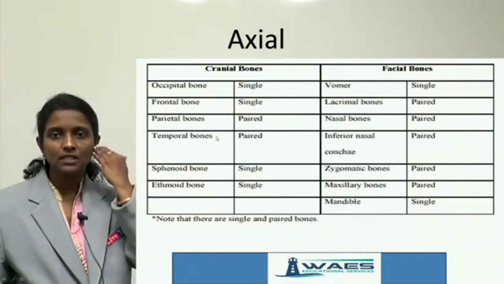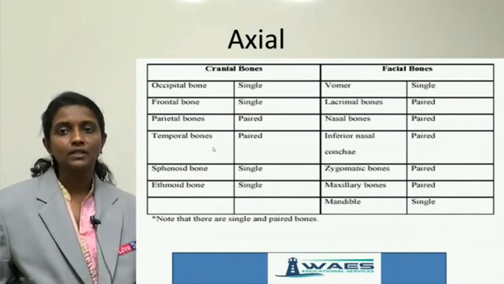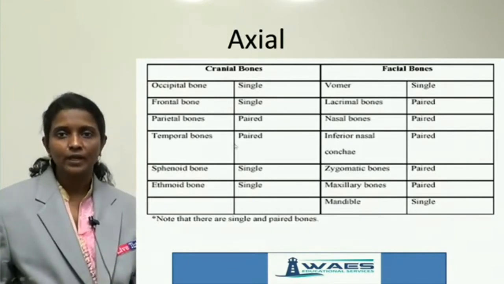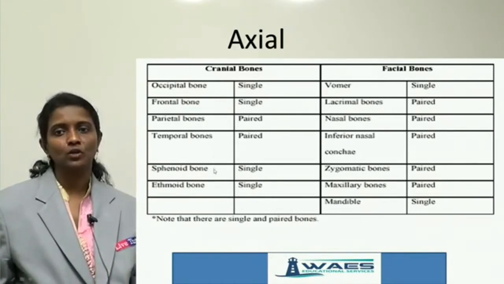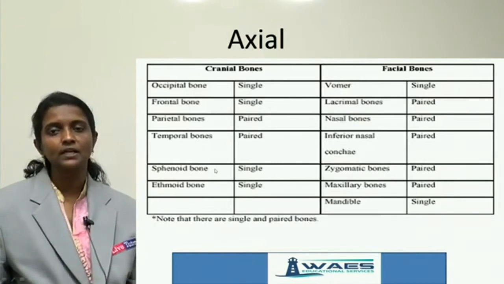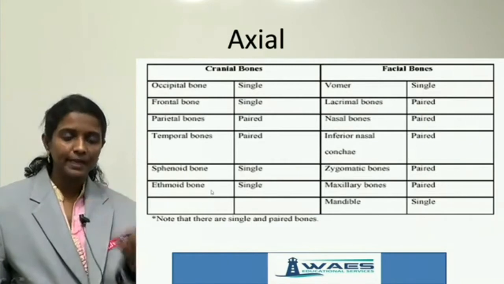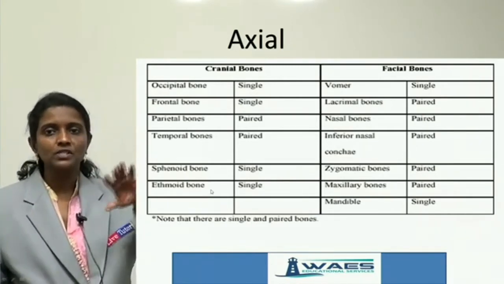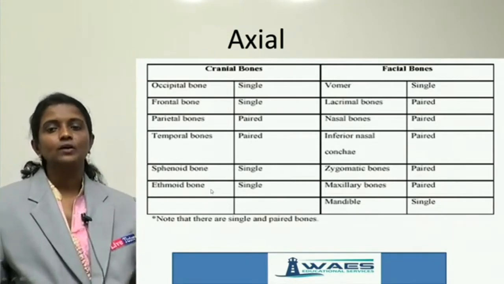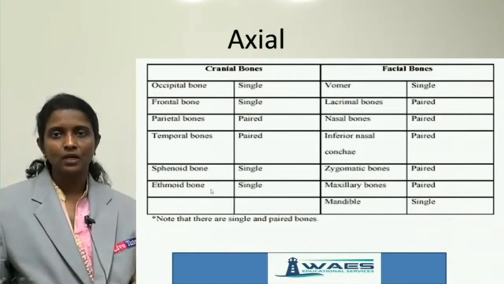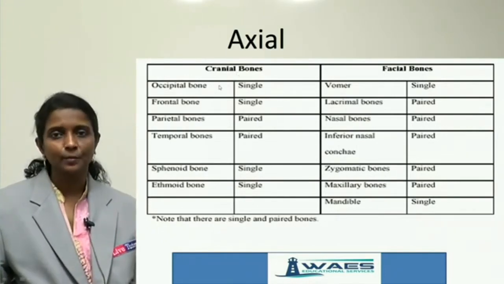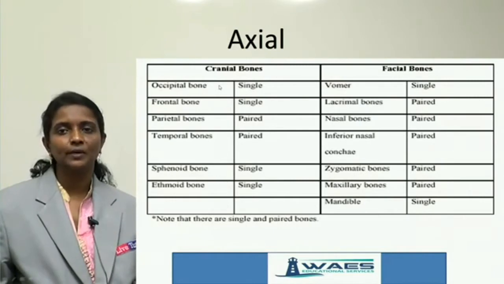Then the temporal bone is just above the ear. It is paired, above the left ear and above the right ear, so together it is 2 in number. Then the sphenoid bone is what you cannot see from outside. Sphenoid and ethmoid bones cannot be seen from outside, and they form the base of the skull. The roof of the skull is made up of frontal, parietal, temporal and occipital. Now the occipital bone: the back of the brain is protected by the occipital bone.